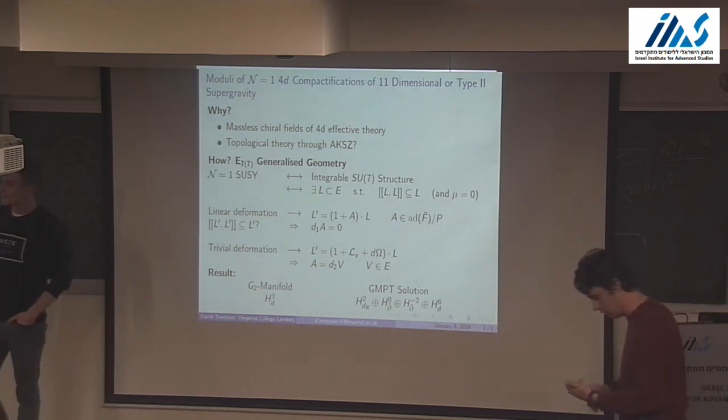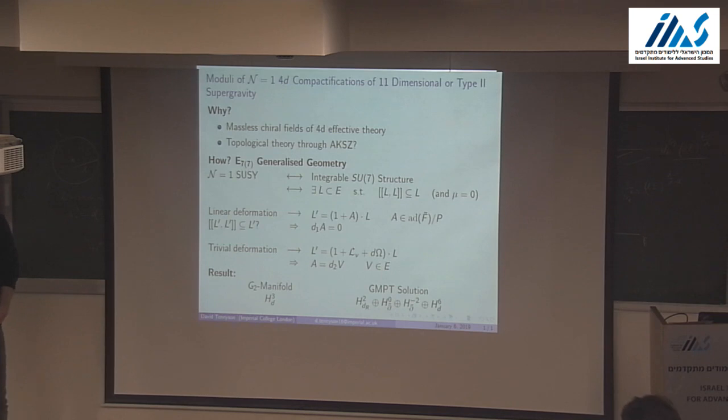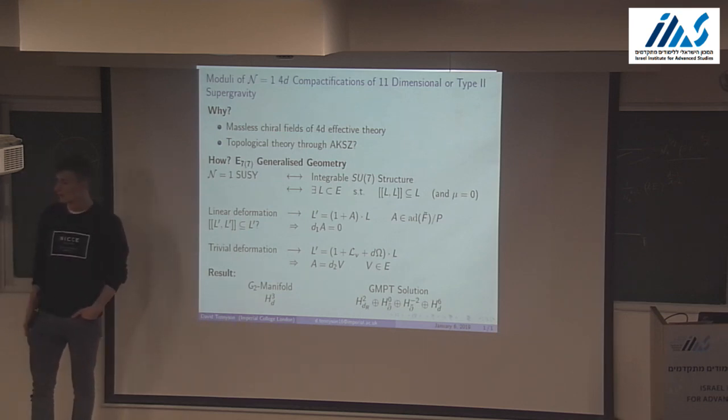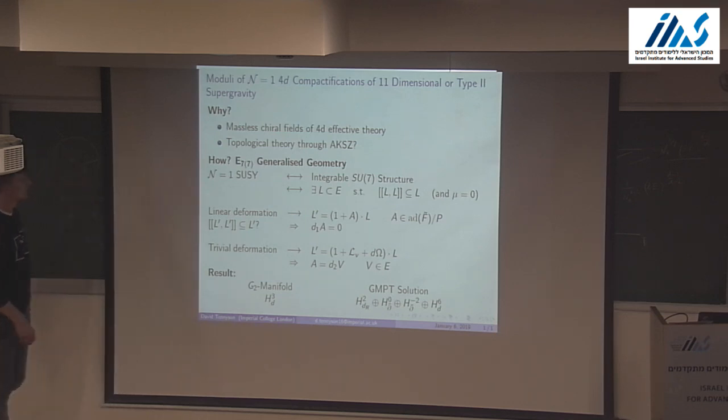Hi, so I'm David Tennyson, and I'm a third-year PhD student at Imperial College London. And I'm going to be telling you about some work I've been doing recently with my supervisor, Dan Waldron, and our collaborators, Anthony Ashmore and Charles Strickland-Constable. And this will be coming out in a paper very soon.